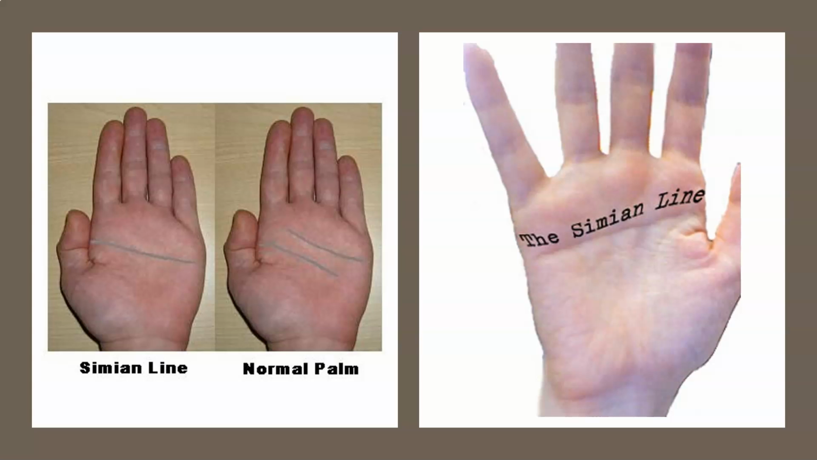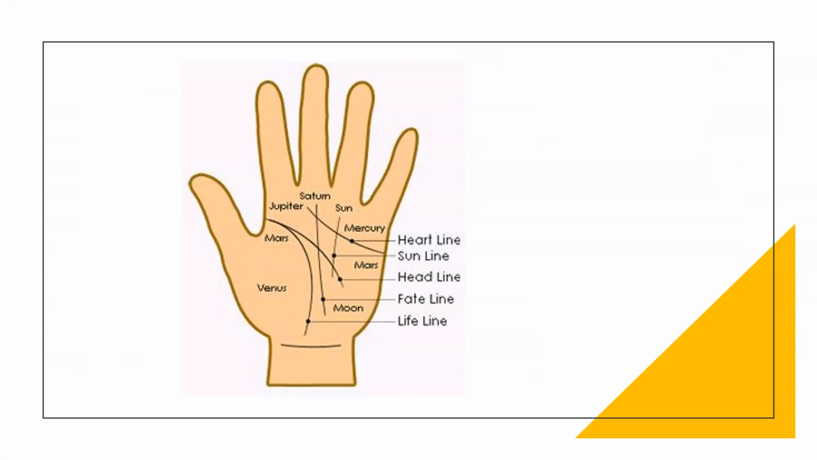Now let's talk about the lifeline. Let's come back up and look at the lifeline. The lifeline encircles the thumb in a wide arc. It provides information about a person's vitality and ability to resist illness.